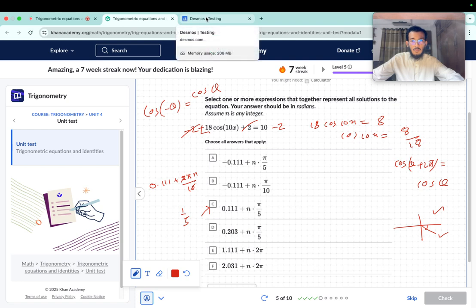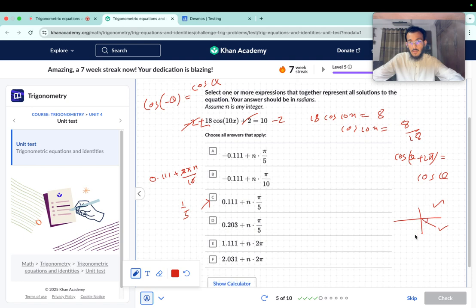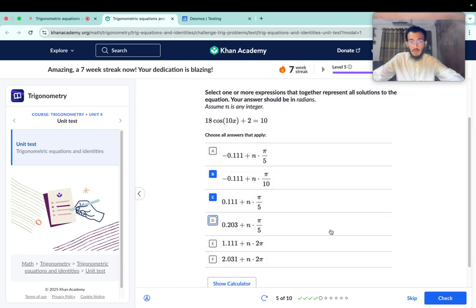So we will get this one as negative of this thing, negative 0.111, and then we have to plus the 2 pi for getting each of them. Yeah, so it's the same as B, just the negative version of, no, sorry, not this one, A, exactly. So this should be our answer.